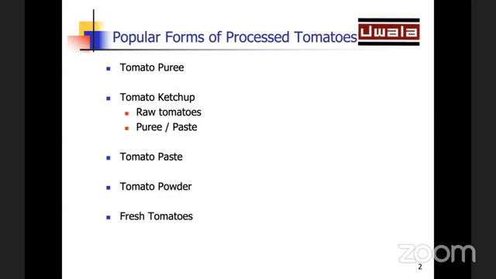The next most common form is tomato ketchup. Tomato ketchup can be made in two ways. Either you can make tomato ketchup directly from raw tomatoes, or you can use tomato puree or tomato paste as a base product, and then make tomato ketchup from these base products. Tomato ketchup is a fairly standard product. Most people have tomato ketchup as part of their daily consumption. It's a fairly staple product, and day by day the consumption of tomato ketchup is also increasing. So a lot of people would be setting up tomato ketchup plants.